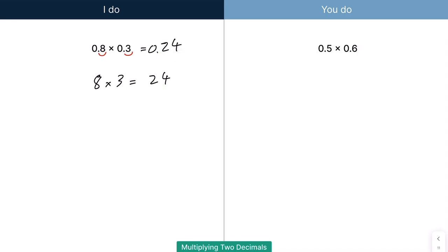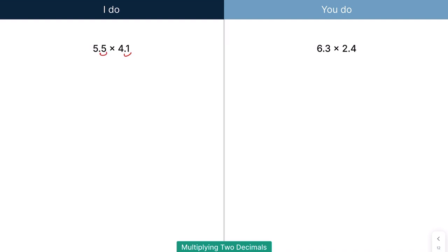Now again, hopefully you've pressed pause and had a go at this one on the right. So hop the decimal out here once, hop the decimal out there. That gives us 5 times 6, which is 30. Now, how many times did we hop the decimal? Twice. So we're going to hop the decimal from here, 1, 2. So the answer becomes 0.30 or 0.3. Okay, both are right.